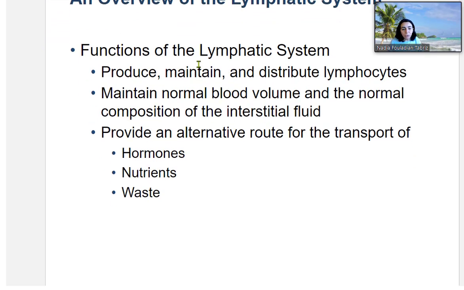These are the three functions that I mentioned: the lymphatic system produces, maintains, and distributes lymphocytes, B lymphocytes and T lymphocytes. Maintain, not produce, since not all of them are produced inside the lymphatic system, but at least the distribution of them all over is. It maintains normal blood volume, as we discussed, and provides an alternative route for the transport of some nutrients, for example fat, hormones, and waste.